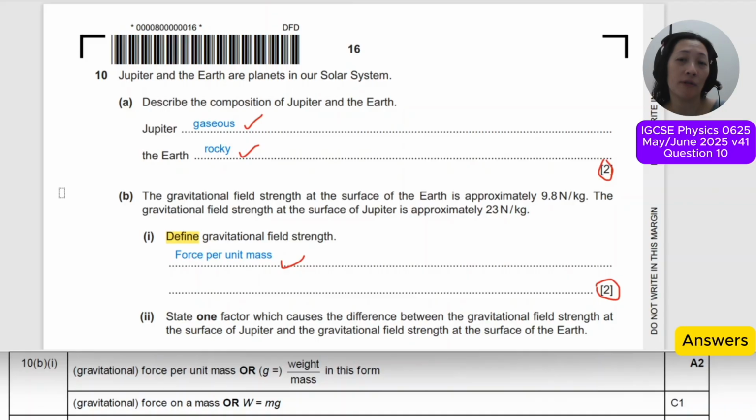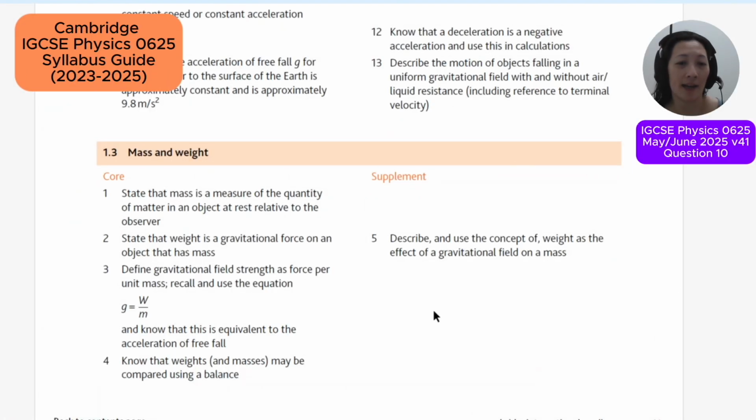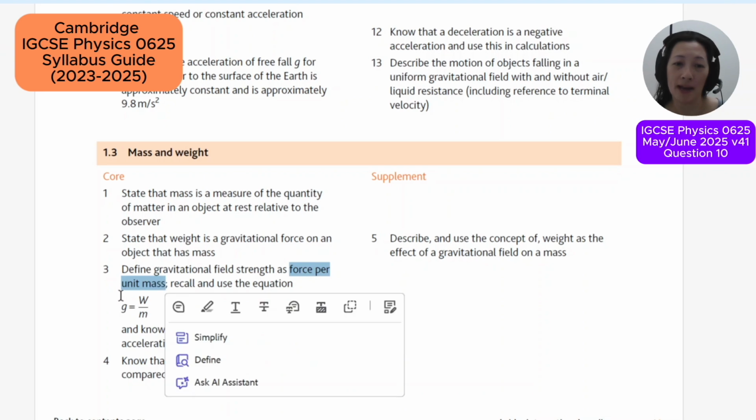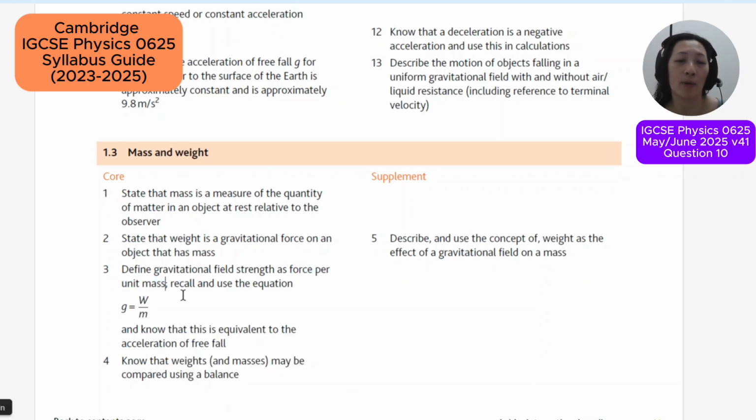So just to point out to you, you are actually expected to know this definition. It is in the syllabus guide. As you can see, it's written here, define gravitational field strength as force per unit mass. Recall and use the equation g equals W over m. So you can either write it in words, force per unit mass, or you can write the equation in this form.